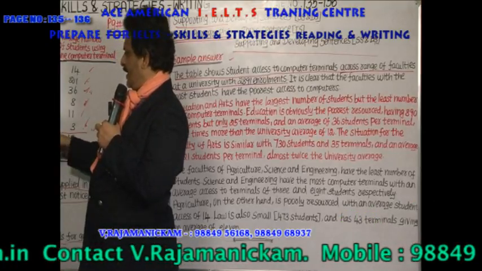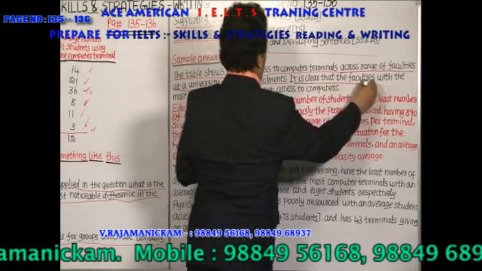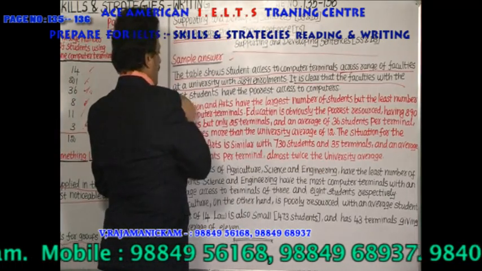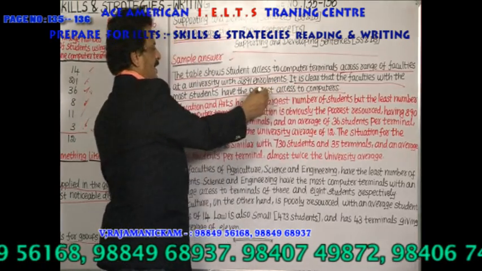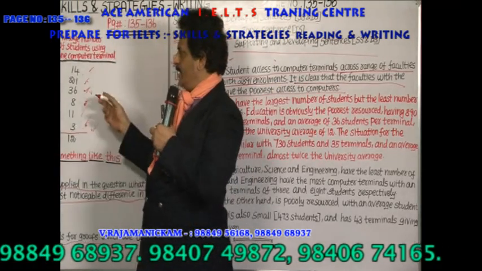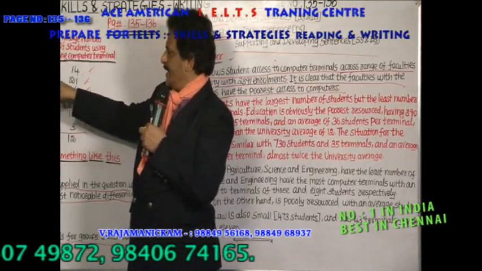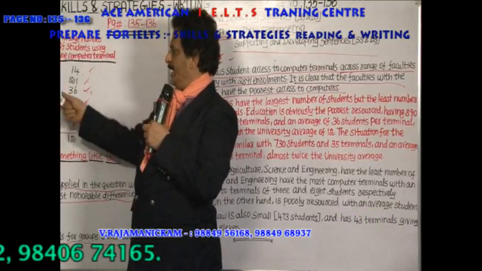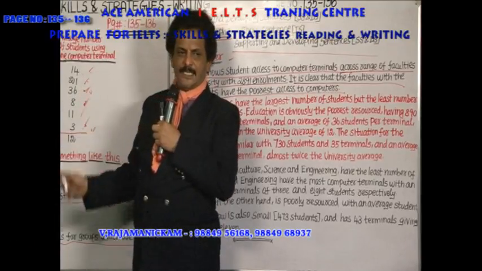So the introduction part clearly shows the highest number of students is in the Department of Education. They are having one computer shared by nearly 36 students. So they are in a state of the poorest access to computers. This is what's given here in the introduction part.